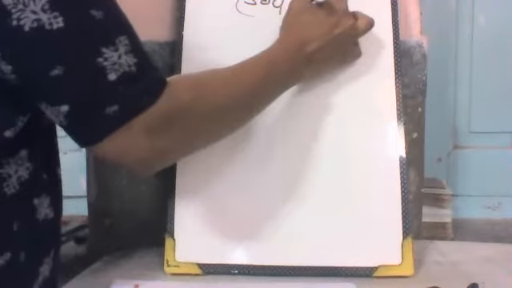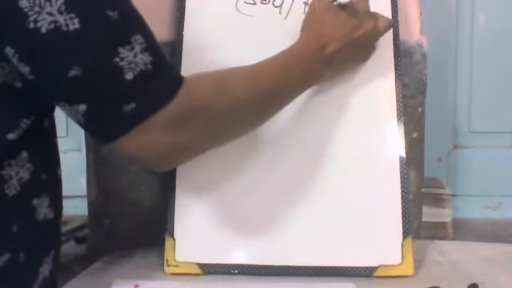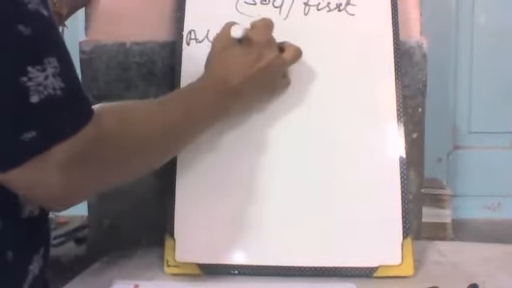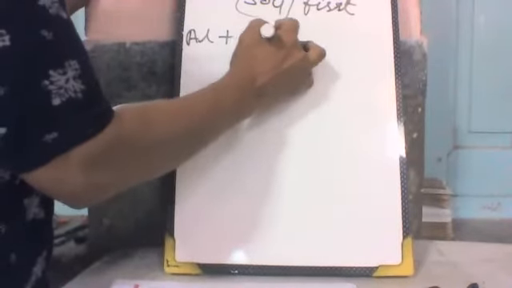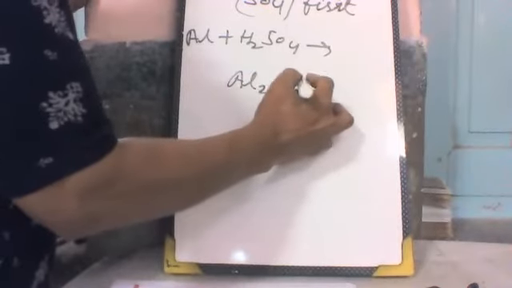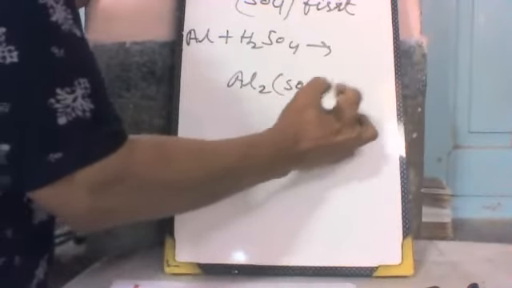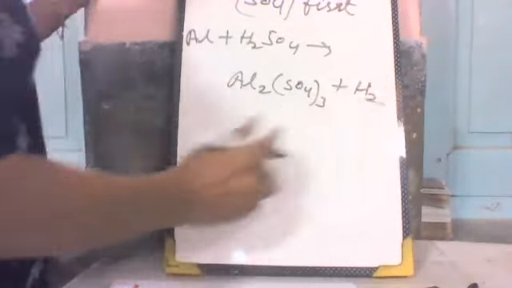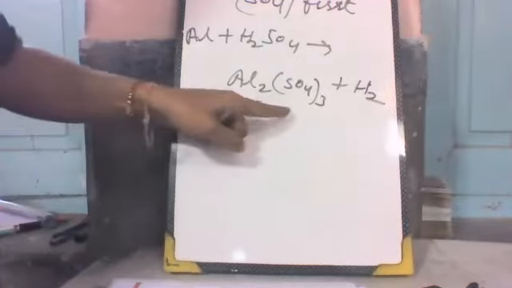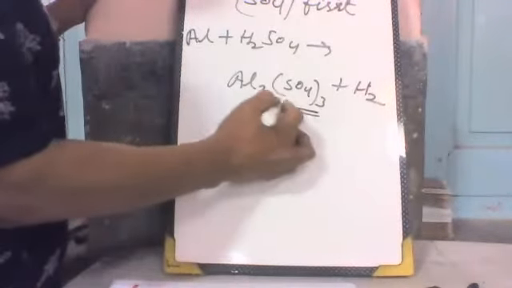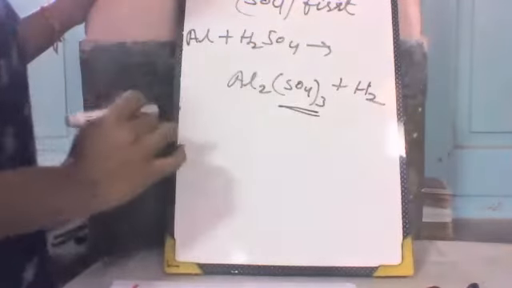Balance sulfate first. This way, Al plus H2SO4 gives Al2(SO4)3 plus H2. Here, see, what is here? The number of sulfate atoms is 3, but here it is 1.